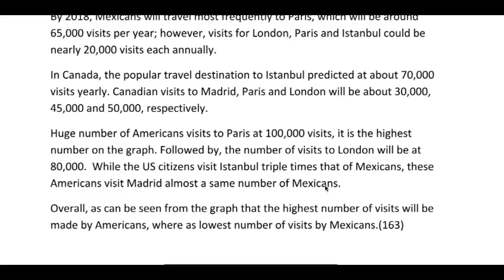Overall, as can be seen from the graph, the highest number of visits will be made by Americans, whereas, one word, the lowest number of visits by Mexicans. Good, very good. Another alternative would be, overall, each country has a favorite city: America, Paris; Mexico, Istanbul; Mexico, Madrid; and Canada, Istanbul. Comma. Mexicans send the lowest amount of tourists, and Americans the most. Something like that. Okay. Very good task one though.